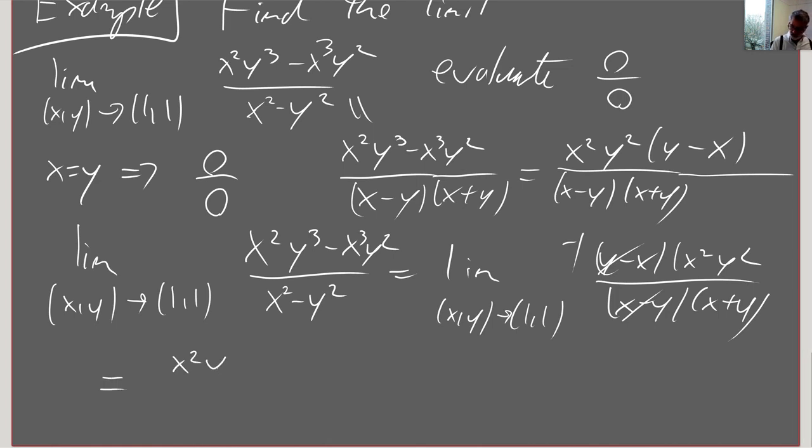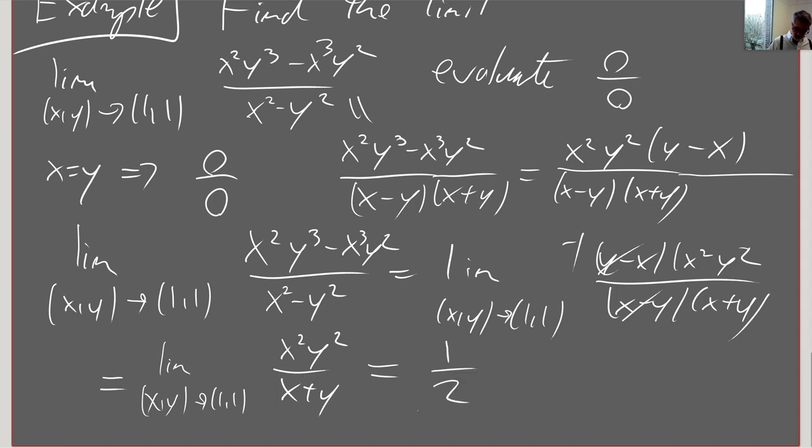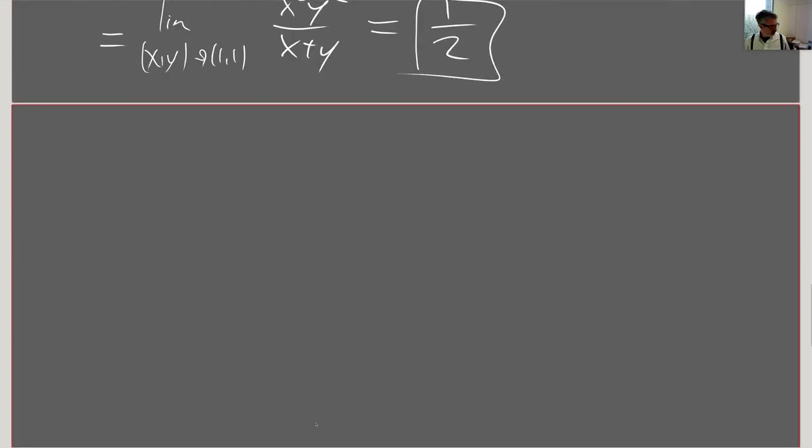x squared, y squared, the limit of x squared, y squared over x plus y. And now we can just plug in, right? So we're going to get a 1 over 2. And that's the answer. Okay, so that's one example, just evaluating a limit.